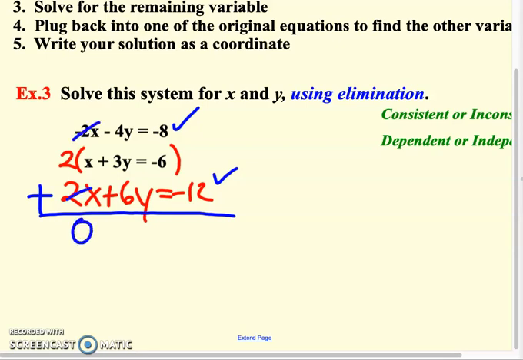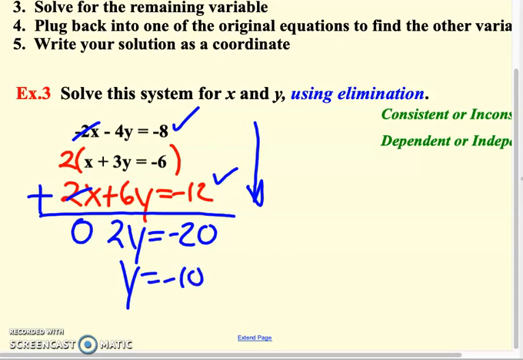And when we add, by the way, we add down in columns by like terms. So this would be a positive 2y, and then I would get a -20. So if I divide, then I'm going to get my -10. Now you notice that was the same value we had in the previous problem, doing it by substitution.